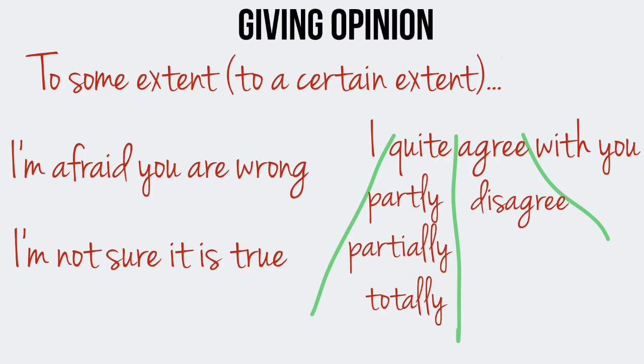Some other phrases to give an opinion. To some extent or to a certain extent. For example, to some extent this is their job too. I'm afraid you're wrong. I'm not sure it is true. When you agree or disagree with someone, you can say, I quite agree with you, or I partly agree with you. Also, you can use the words partially and totally. For example, I totally agree with you, or I totally disagree with you.